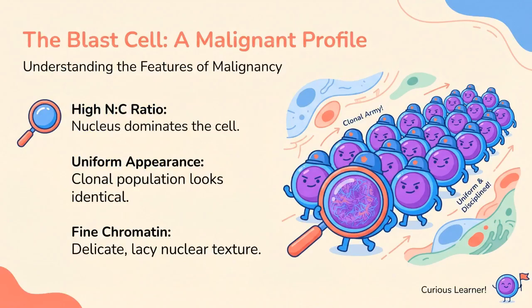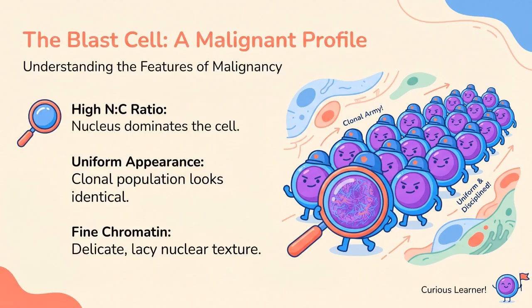Unlike the varied appearance of a reactive lymphocyte, a blast cell presents with a distinct set of features that scream immaturity and uncontrolled proliferation. You'll immediately notice a high nuclear to cytoplasmic, or NC, ratio. The nucleus dominates the cell, leaving only a scant rim of cytoplasm. This is a hallmark of cells focused on rapid division rather than differentiation. The chromatin within that large nucleus will appear fine and open, often described as delicate or lacy, which reflects active DNA replication and transcription. This open chromatin is a key differentiator from the clumped chromatin of mature cells.